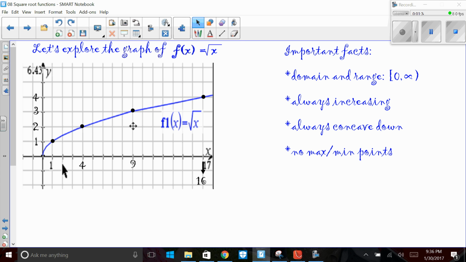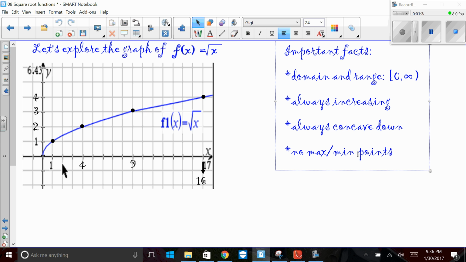It has no max or minimum points, though I have to correct this because it actually has an absolute minimum point, which is 0, 0. I don't know what I was thinking. There you go.